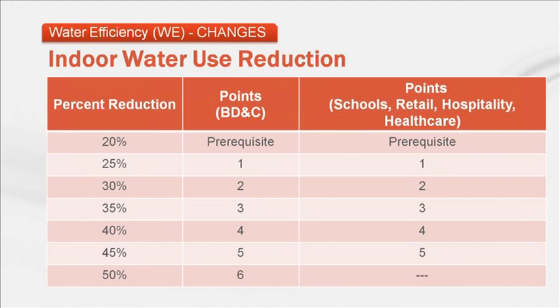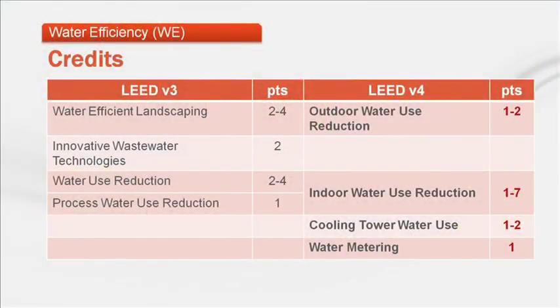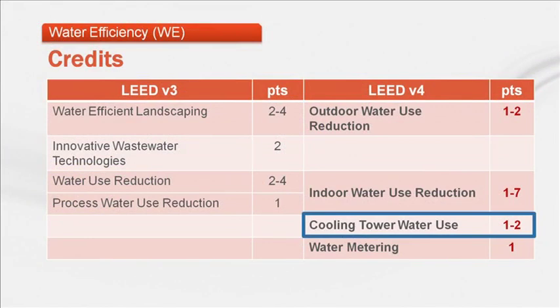In LEED version 3, the percent reduction thresholds were in 10% increments. You can see this is updated to 5% increments in LEED version 4, which offers an increase in possible points for this credit. There are 2 new credit categories that make up the rest of water efficiency. The first is cooling tower water. The objective of this credit is to conserve water loss through blowdown. Blowdown is the process of replacing the cooling tower water to avoid high water concentration levels caused by evaporation.